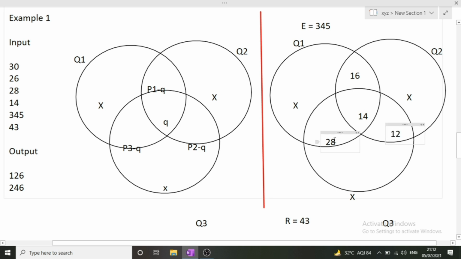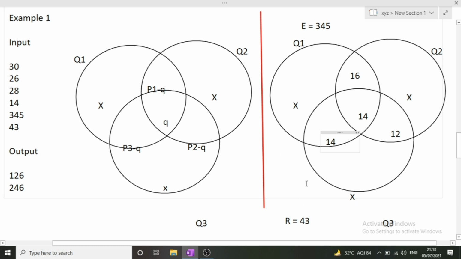Now similarly here also, 28 was this entire value. The value of this sector will be 28 minus 14, that will be 14 only. Now the first thing we have to find was the total number of employees who have done all these questions, or only question 1. For finding only question 1, we have to do X plus 16 plus 14 plus 14, but we do not have X, so we cannot do it now.